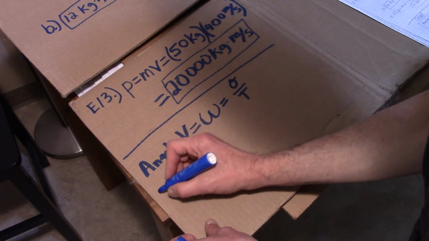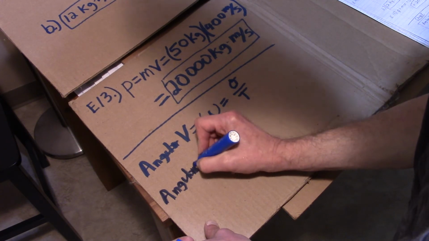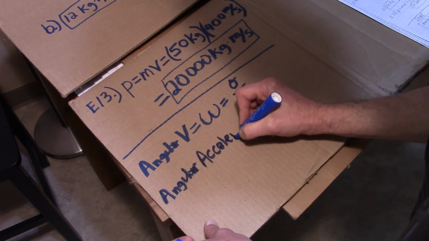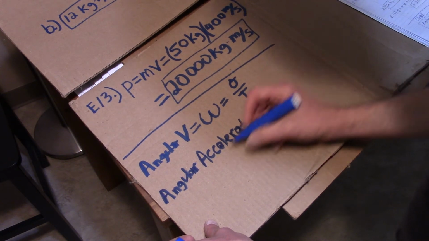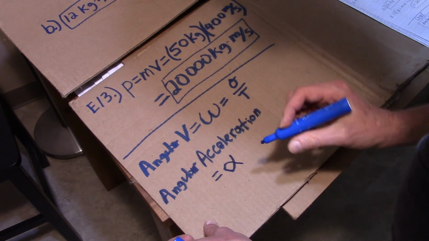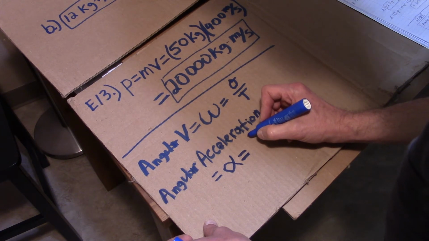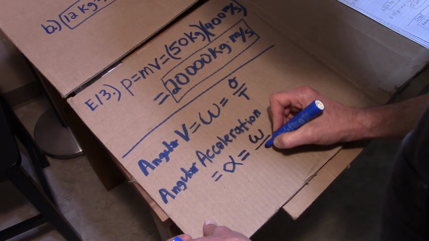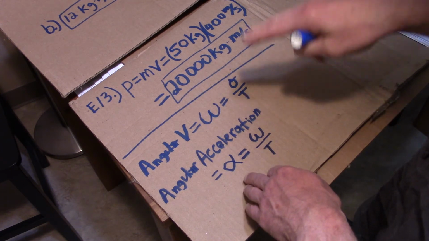Okay, and then angular acceleration. Acceleration is going to equal this symbol, and then that's equal to your angular velocity divided by time. Well, and that's very similar to the acceleration we're used to, right?